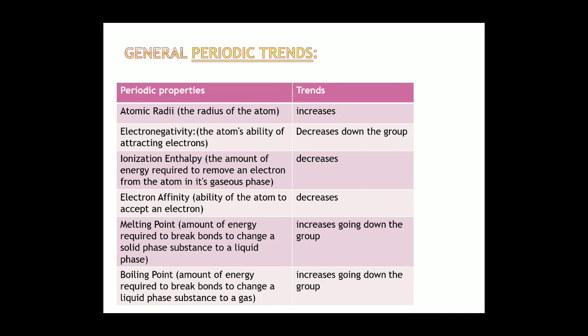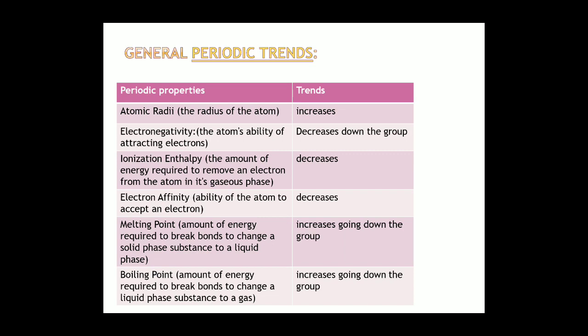What is electron affinity? Affinity means the ability of the atom to accept an electron. It also decreases as atomic number increases and atomic radii increases. So electrons are quite far away from the nucleus, so the screening effect is less, and so electron affinity is also less.